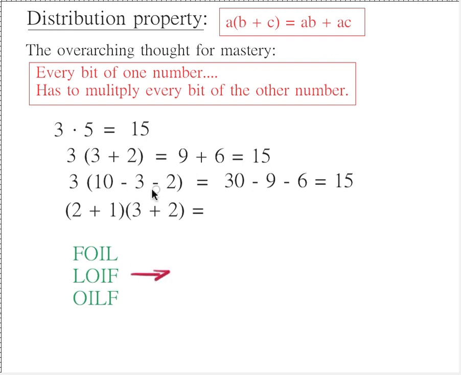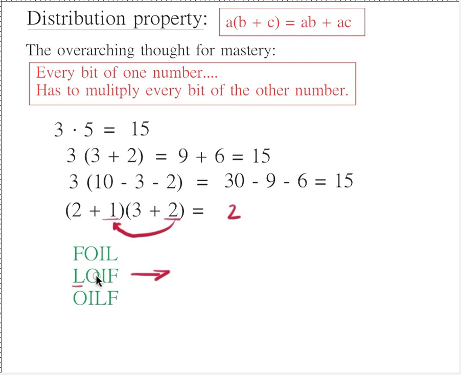Remember, every bit of 5 has to multiply every bit of 3, or vice versa. And it doesn't matter where you begin or where you end, because the order of multiplication doesn't matter. 3 times 5 is the same as 5 times 3. So I'm going to do the last here first. That's the last. That would be these two, and that would give me a 2. In other words, I'm multiplying like this.